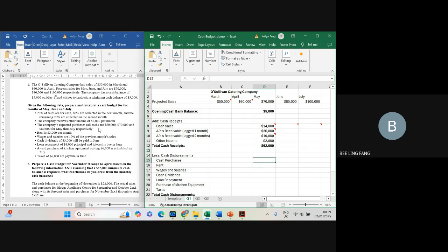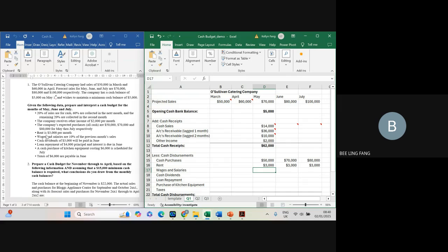Okay, cash purchase. The company expected to purchase all in cash: 50,000, 70,000. Okay, this one you have to fill in May, right? May, June, July: 50,000, 70,000, 80,000. Right? So next, rent is 3,000 per month. This is fixed. That means the rent, yeah.